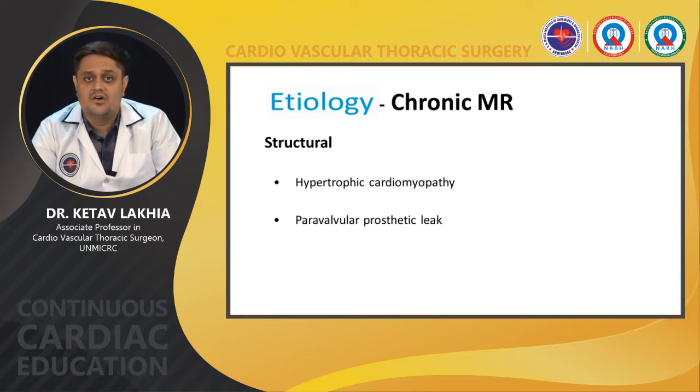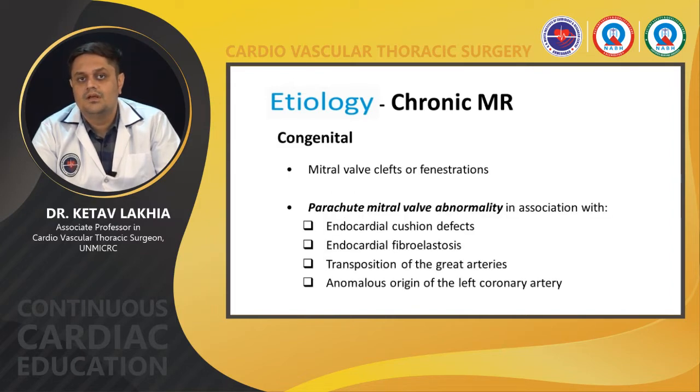Another structural cause can be because of hypertrophic cardiomyopathy or paravalvular prosthetic leak. The congenital causes of chronic MR are mitral valve collapse or fenestration, parachute mitral valve abnormality in association with endocardial cushion defect, endocardial fibroelastosis, transposition of great arteries, that is TGA, or anomalous origin of the left coronary artery.